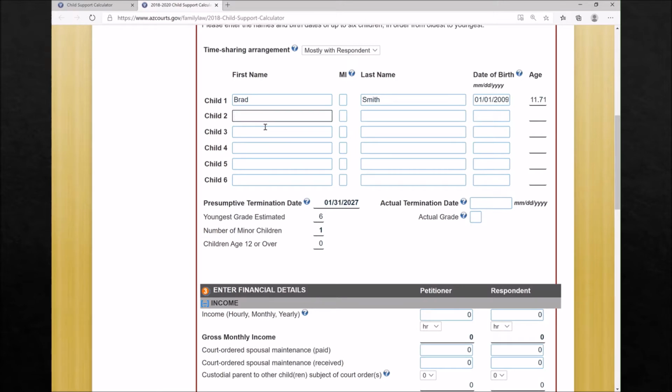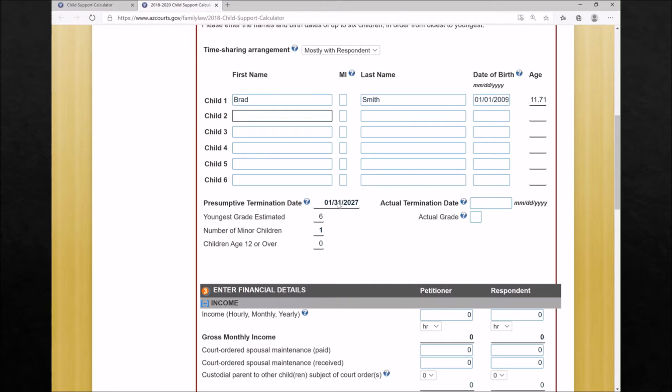Now let's assume that you have only one child together, just to keep things simple. The presumptive termination date has been entered automatically. By default, the child support obligation on a child ends when they turn 18. So this date is actually the last date of the month in which this child will turn 18. That's when it is assumed that the child will no longer require the support of the parents.